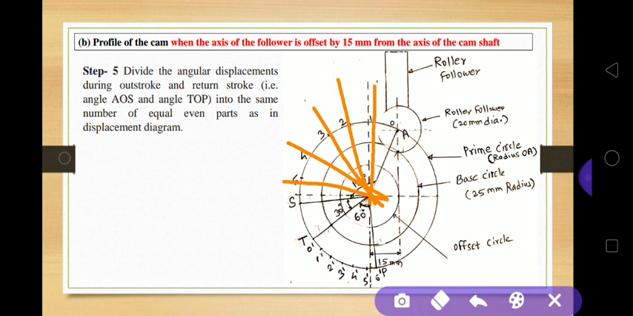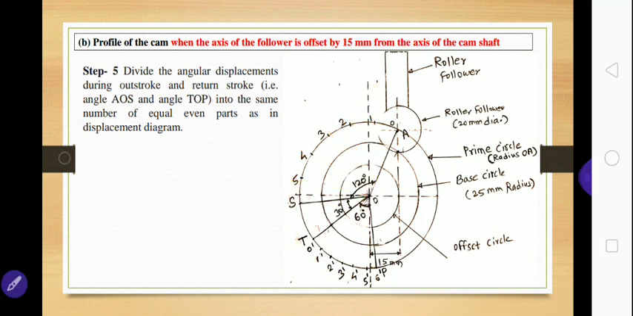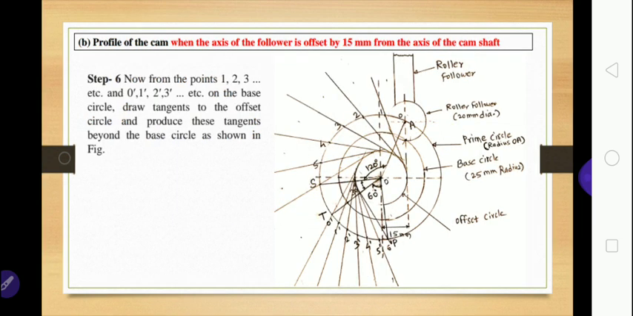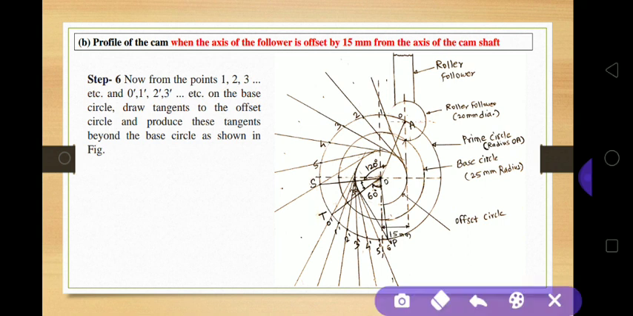Don't do this thing. Because in the fifth step here, we only have to divide the angular displacement during outstroke and return stroke into 6 equal parts, and then in the next step we have to draw, from these divided points 1, 2, 3, 4, one tangent to the offset circle passing through these points. So in the sixth step we have to draw one tangent to the offset circle passing through the equally divided 6 parts for outstroke as well as return stroke.